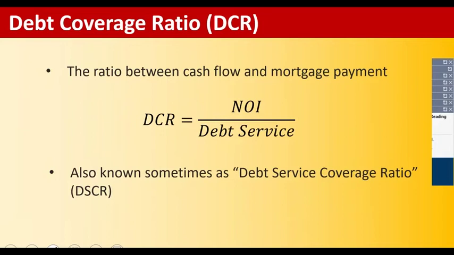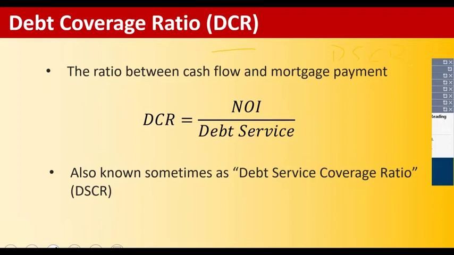Now, let's look at the next number that your bank is going to expect you to understand when you walk in there and you're trying to buy a multifamily, and that is DCR or DSCR. The term sometimes shows in bank documents as DCR, and sometimes it shows as DSCR. The debt coverage ratio is a simple ratio that shows the ratio between cash flow and mortgage.